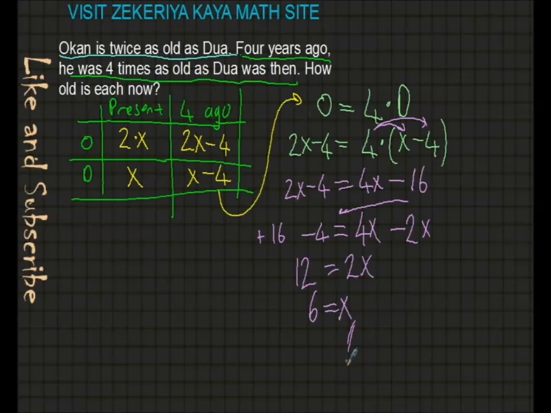So, the present age of Okan is 2x, which is 2 times 6, 12. Dua is equal to x itself, which is 6. The present ages. Okay?